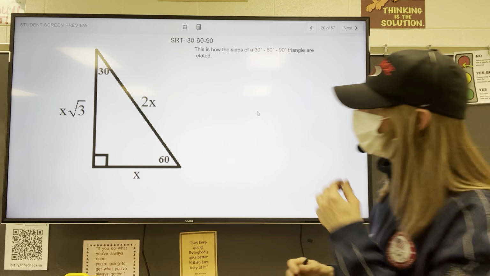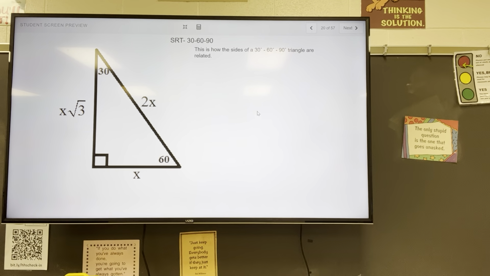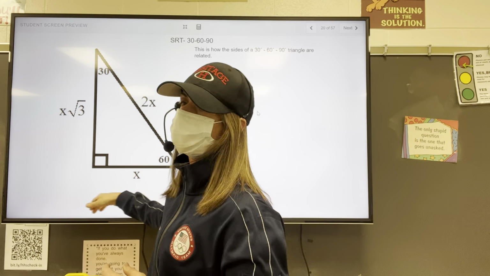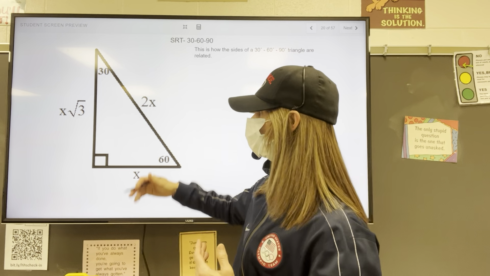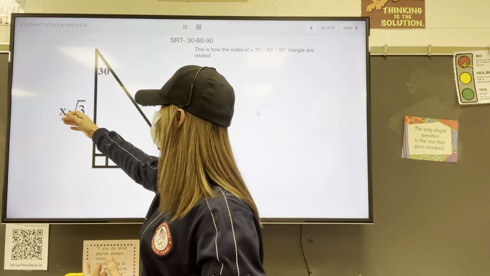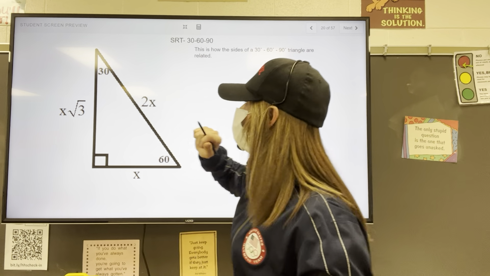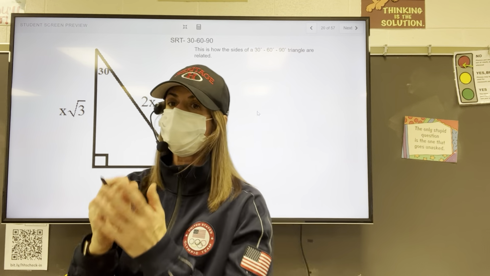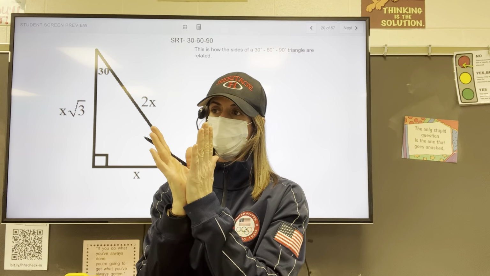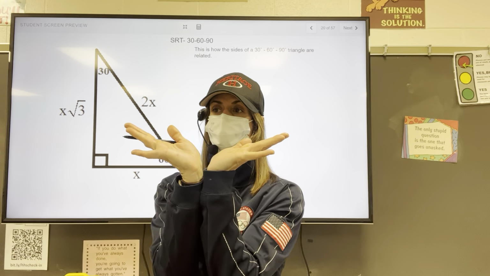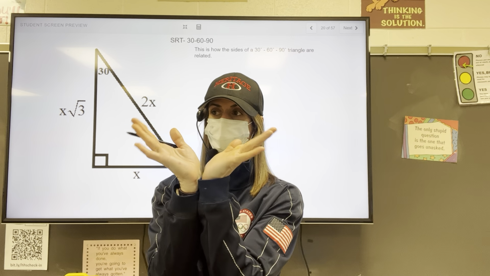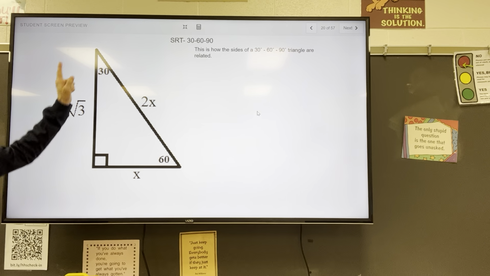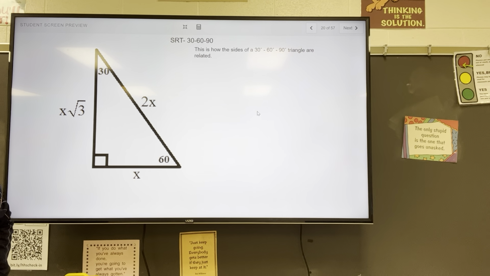Okay, next type of special right triangle. This one's a little bit more complicated because the lengths of the sides are not exactly the same. We have a short side, a long side, and a hypotenuse, okay? We learned back in Unit 5 that when we have a smaller angle, the side across from it is smaller. And we have a bigger angle, the side across from it is bigger. Yes? So we have a 30, 60, 90 triangle. 30 plus 60 plus 90 adds up to 180.